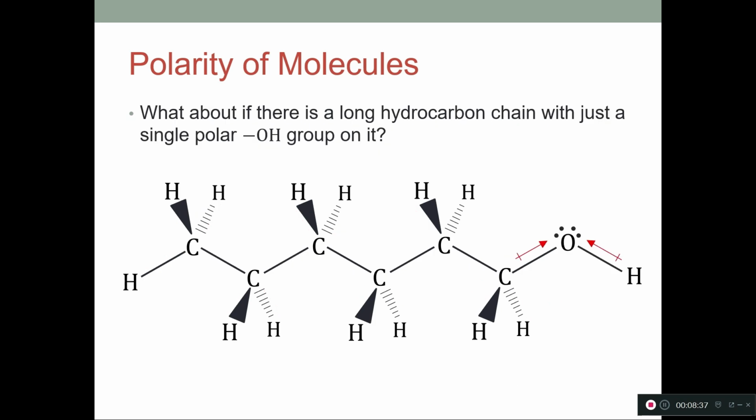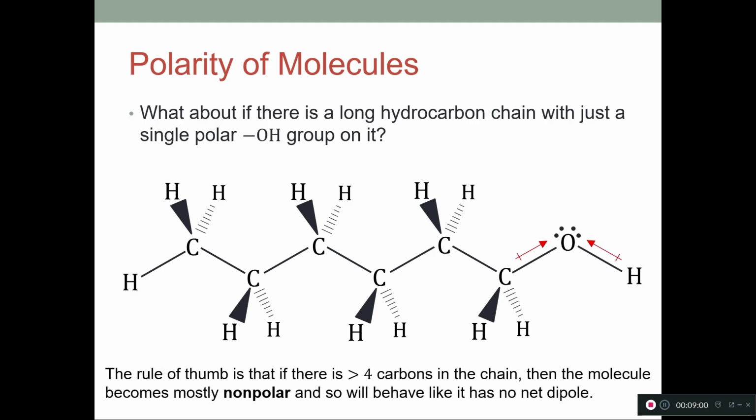But what about if there is a long hydrocarbon chain with just a single polar OH bond on it? So that means we have this long hydrocarbon chain here, then just this OH on the end. Where remember we saw earlier with the methanol that the OH does have a polarity to it. But when we're looking at something like this where we have a very long hydrocarbon chain, the rule of thumb is that if there is more than 4 carbons in the chain, then the molecule becomes mostly non-polar, and so it will actually behave like it has no net dipole. Even though we have this dipole over on one end, there is just so much non-polar character on this molecule that it behaves as if it is non-polar.